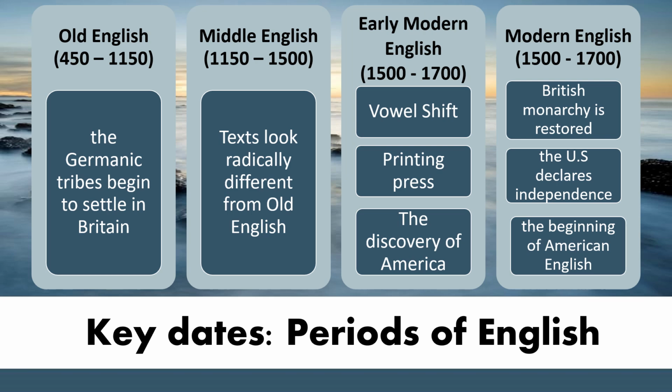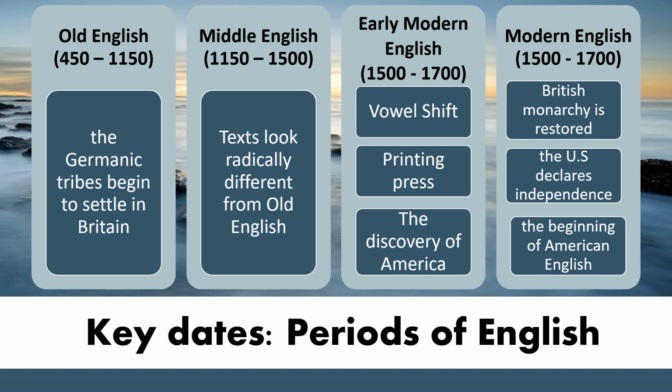Middle English is then 1150 to 1500. Here we can see more modern texts appearing, texts that look radically unlike Old English. As for the early modern English period, that is 1500 to 1700. Quite a lot of things are happening at around 1500 that make this a useful cut-off date.